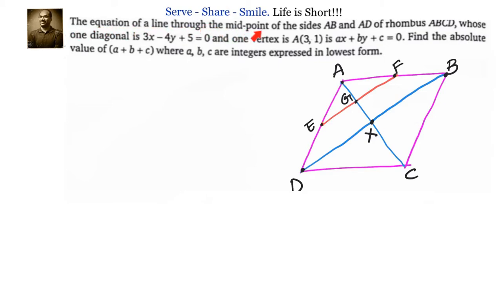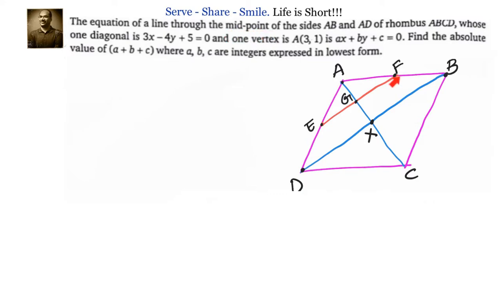The equation of a line through the midpoints of the sides AB and AD of rhombus ABCD, whose one diagonal is 3x minus 4y plus 5 equals 0 and one vertex is (3, 1), is ax plus by plus c equals 0. We have to find the absolute value of a plus b plus c.